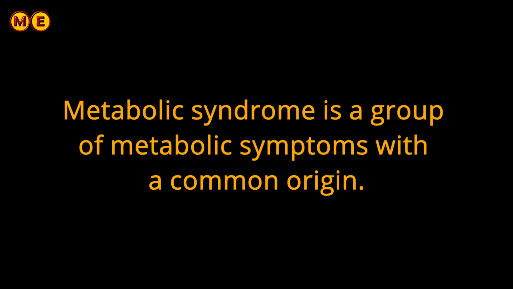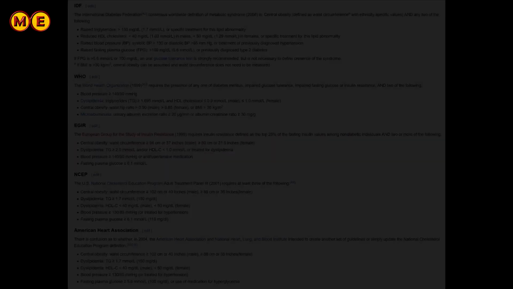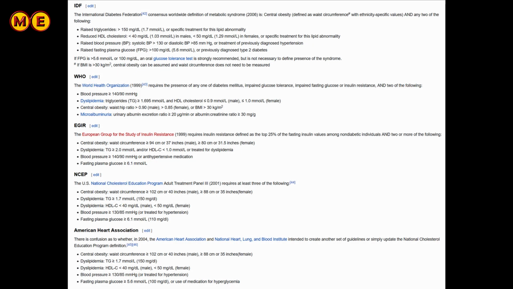But this is not the official definition. Here is where the fun part begins, because there is no official definition. If you take a look at the article on metabolic syndrome on Wikipedia, you will see that most major health organizations have their own definitions. Those definitions are very close to each other and have the same format.